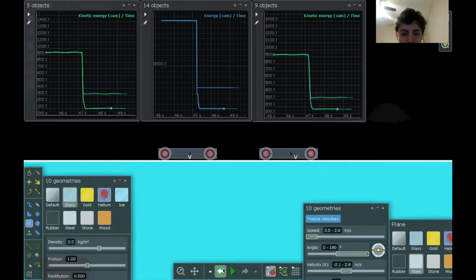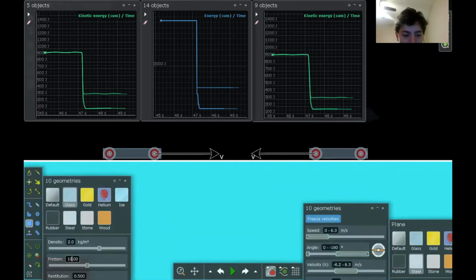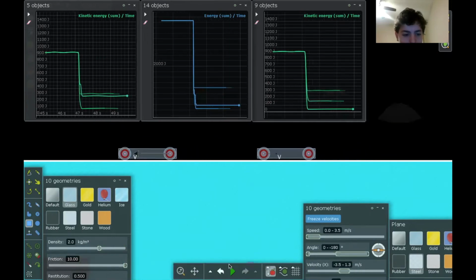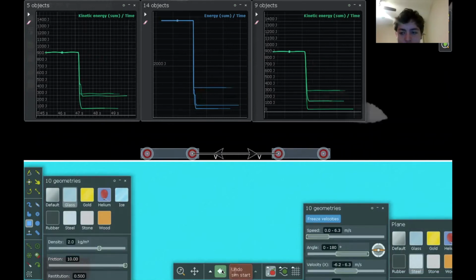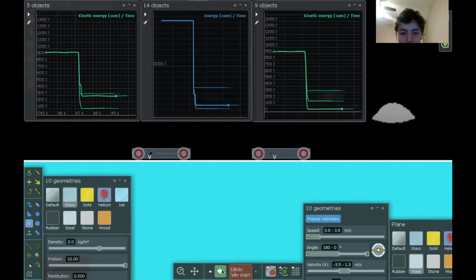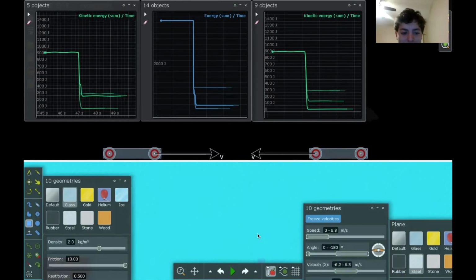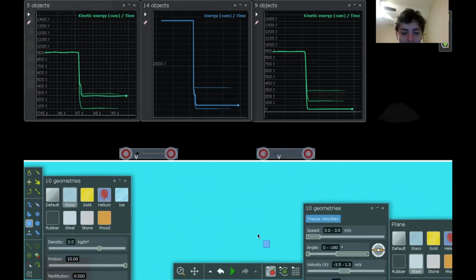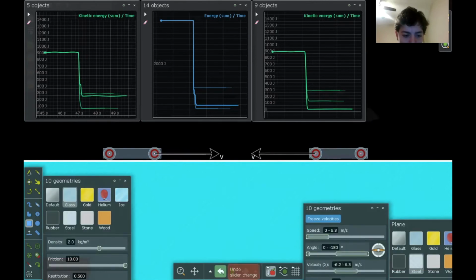Lastly, here's the collision with the coefficient of friction of 10. Notice that the amount of energy lost is greater than the collision with no friction, but less than that of the collision with a smaller coefficient of friction, such as 1. This result goes against all that we expected to see in regards to friction and its role in conservation of energy.